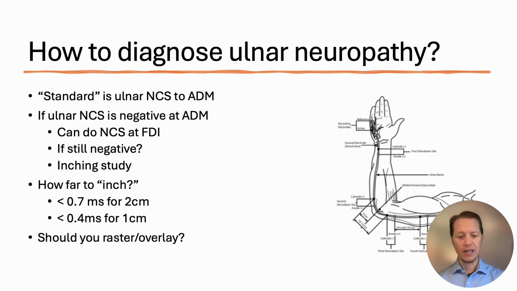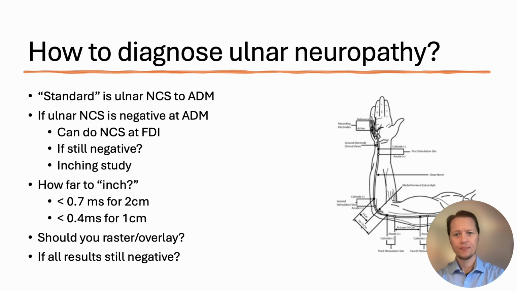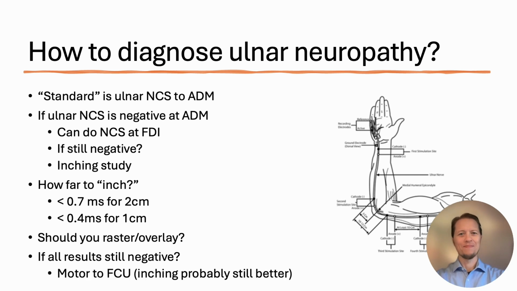And should you do an overlay or raster function, whatever the button is on your machine? Because sometimes you'll see a nice drop in those amplitudes where it might not be as apparent when you're just looking at the numbers, but the waveforms can tell a different story. And I have a slide for that in a little minute. But what if everything is still negative and you are still suspicious? Is there something else that you could do? And we'll get into that.